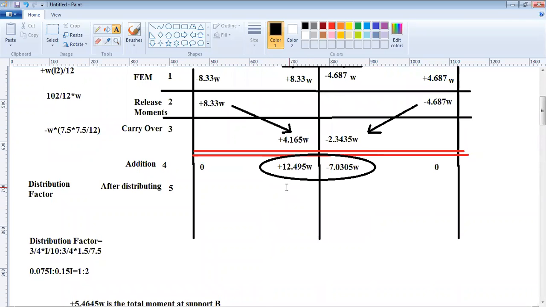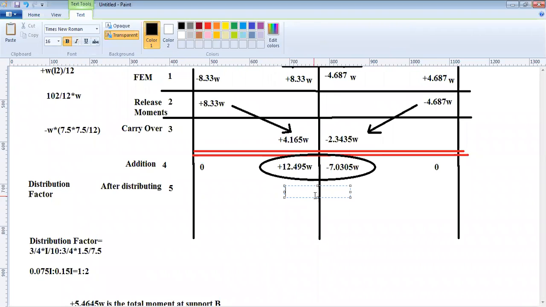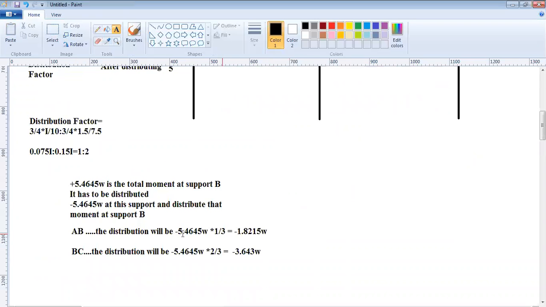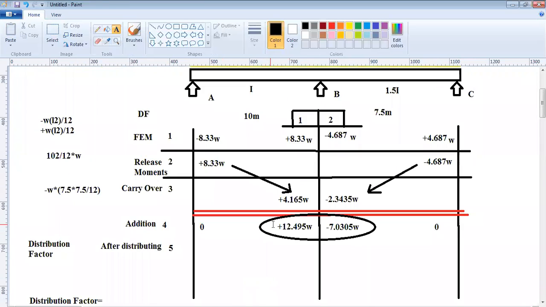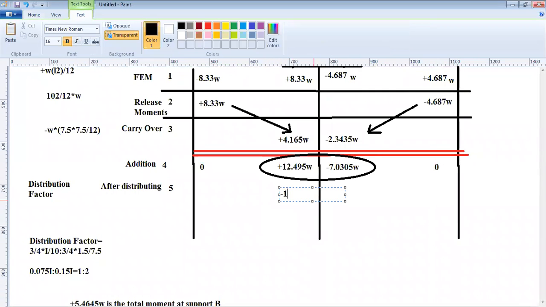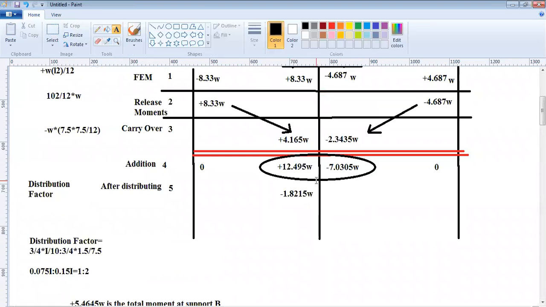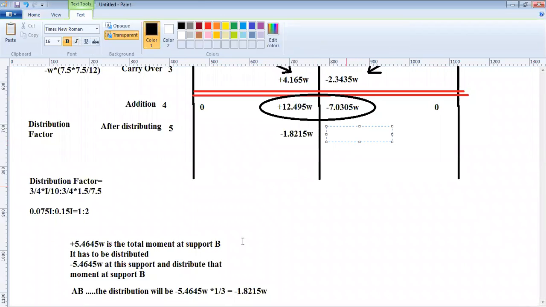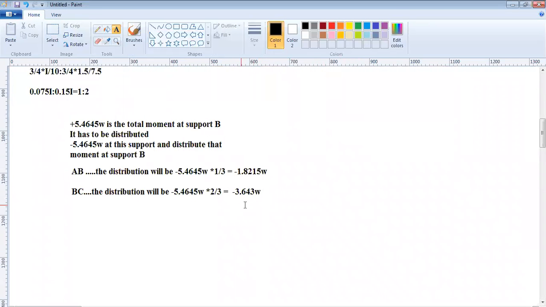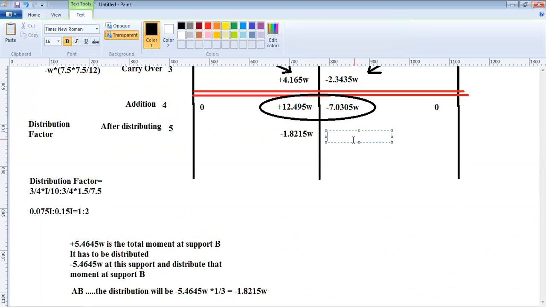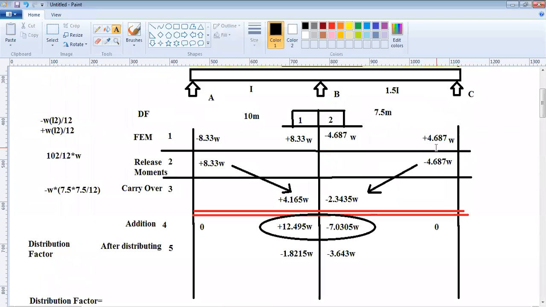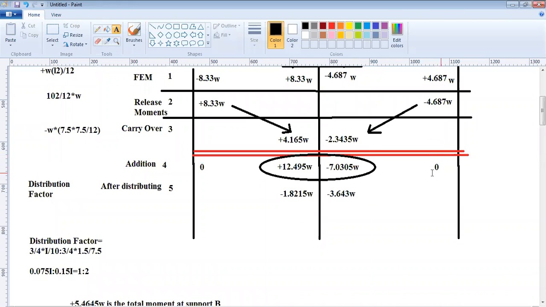At support B, where there are at least 2 elements connected, what is the AB side moment? Minus 1.8215 into W. Is this clear? Did you get this? And on the BC side, how much is it? Minus 3.643 into W on the other side. There is no distribution happening at support C because the moment is already 0 there and there are no 2 elements being connected.